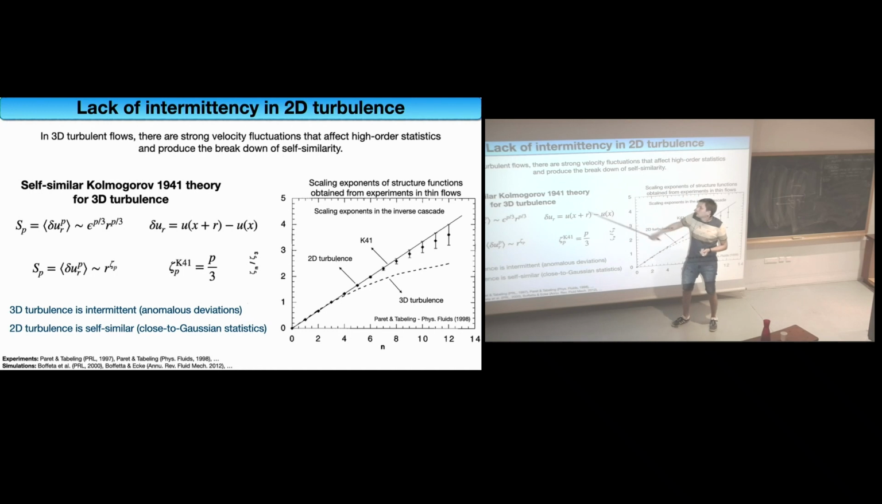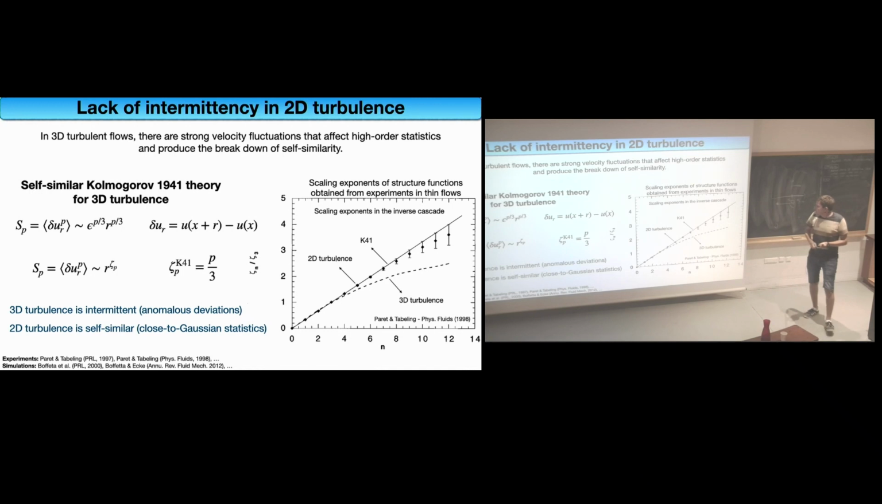Well, if we go back to Kolmogorov 1941 theory, we can try to quantify how strong these velocity fluctuations are by computing the moments of the velocity increments at a certain scale r. These are known as structure functions, and using just dimensional analysis, one can obtain this prediction that leads to a scaling exponent zeta p that is equal to p over 3 in this self-similar theory.